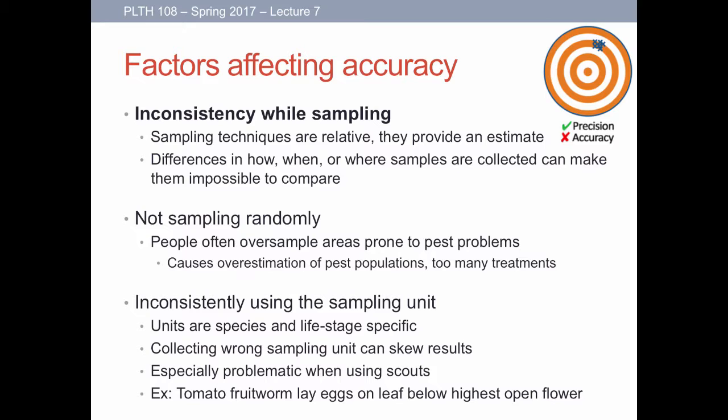And then, as I mentioned earlier, you can have issues around inconsistency of your sampling units. As I mentioned, these units oftentimes are specific to species, specific to life stages. So if you are sampling the wrong unit at the wrong time, you can skew your results so they're no longer accurate. And again, another thing that's problematic when you're working with scouts who may not have the amount of background knowledge that you do on a particular system. And I already talked about the tomato fruit worm as an example.